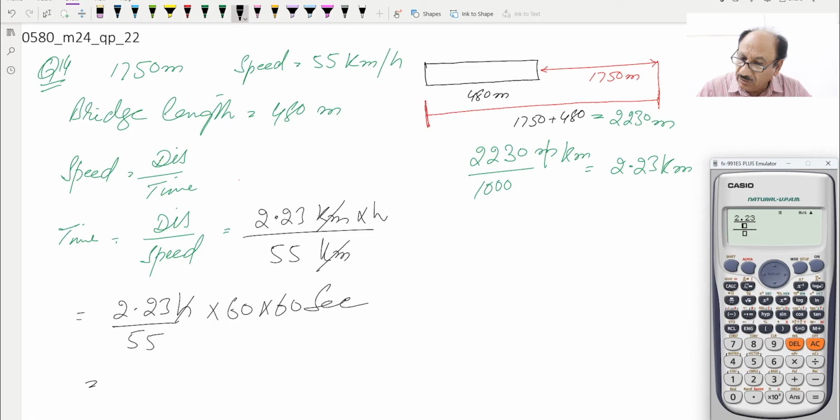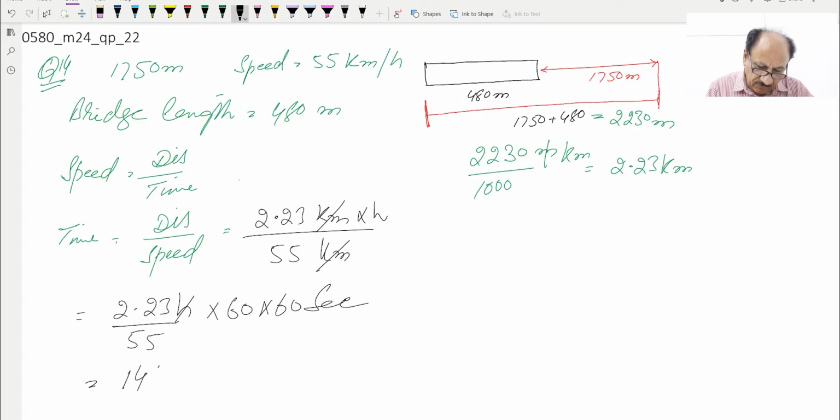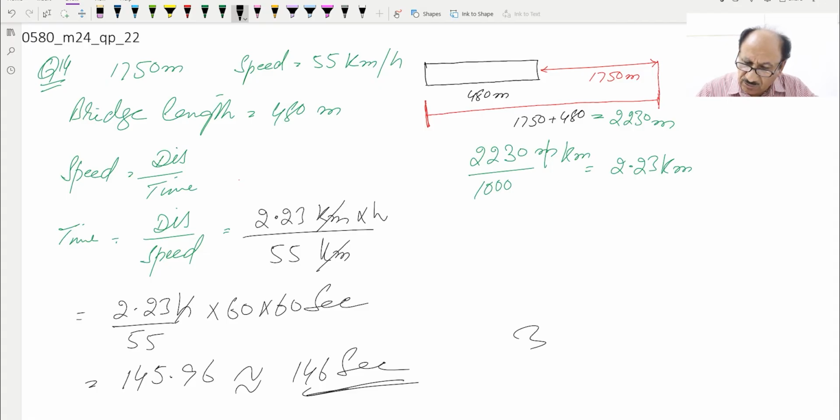2.23 divided by 55, 2.23 over 55, and this will be multiplied by 60 and again multiplied by 60, which is equal to 145.96, which is equal to 146 seconds, and this much time the train will be taking to cross the bridge. And this is a 3 marks question. Hopefully you understood this question.